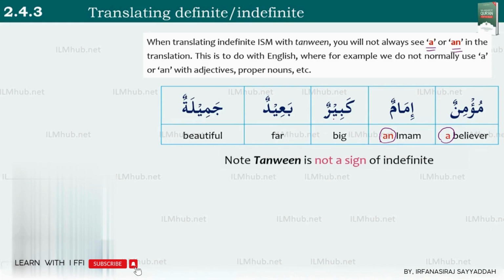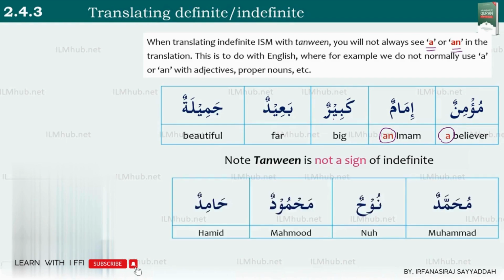There are a number of definite nouns in Arabic, proper nouns, that have tanween. Take for example Muhammadun. It has tanween, but it is definitely a proper noun, so it is definite. Nuhun, Nuh, has tanween at the end, but it is definite, so it is not indefinite. Mahmudun, Hamidun. Many proper nouns will have tanween at the end. You do not remove the tanween. It is a proper noun, and it is not a sign that it is indefinite.